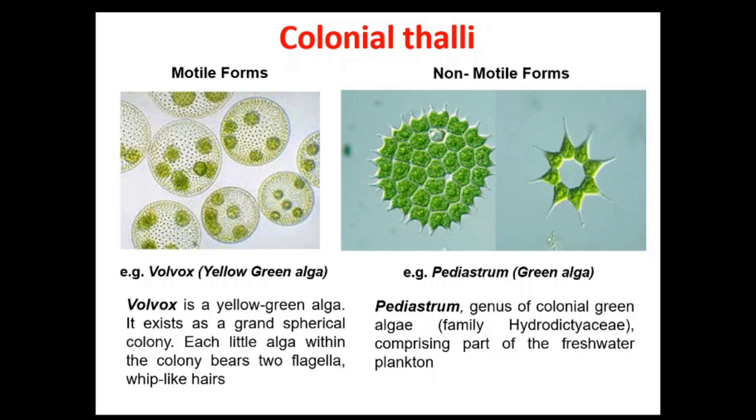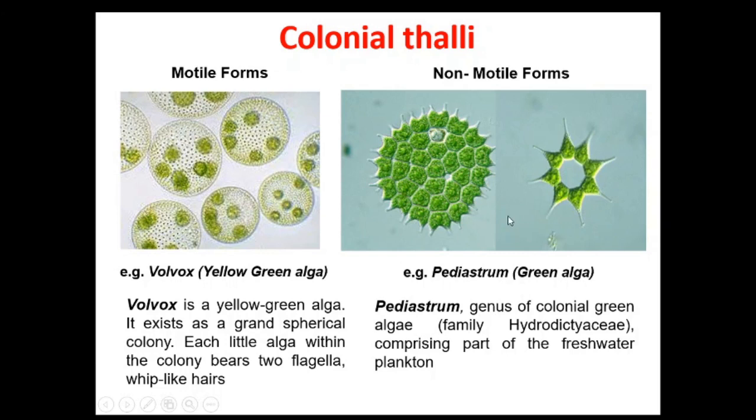Volvox is a yellow-green alga. It exists as a grand spherical colony. Each little alga within the colony bears two flagella. So this is the grand colony of the Volvox, and each cell in the colony bears two flagella. Because of the flagella of all cells in the colony, the alga is able to show locomotory movements, or it can swim in water. So Volvox is an example of the motile colonial alga.